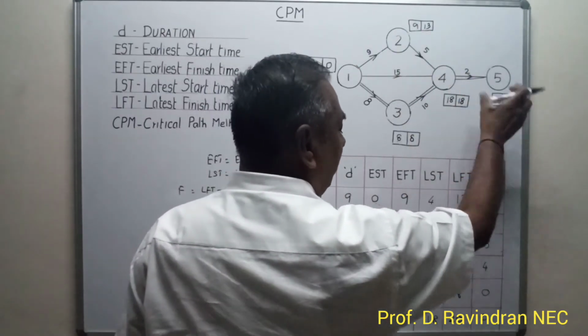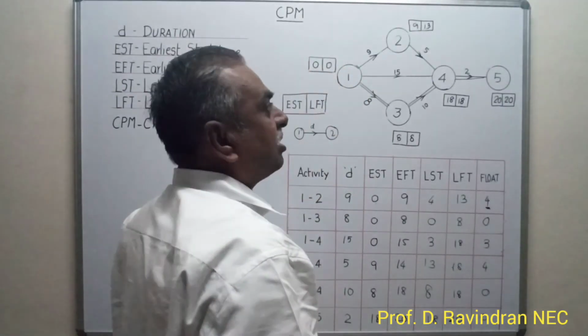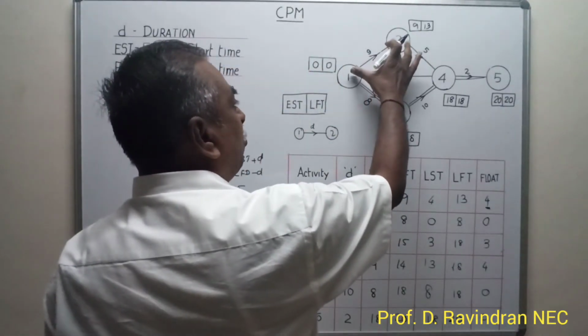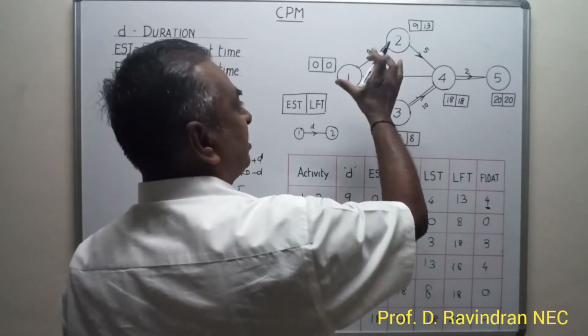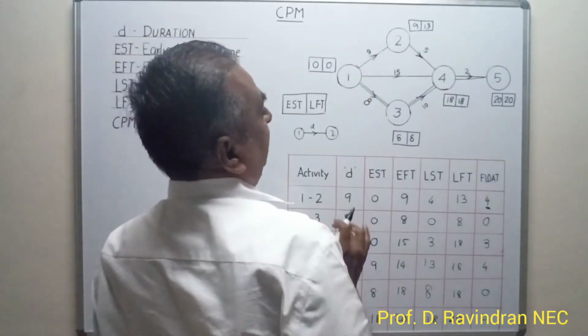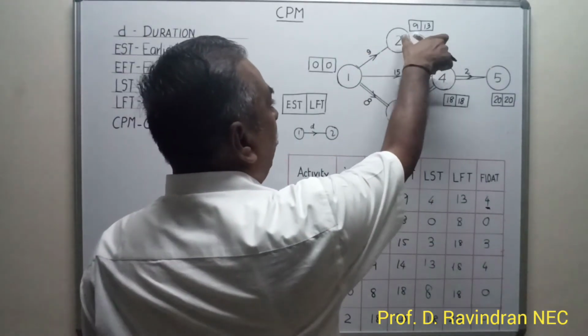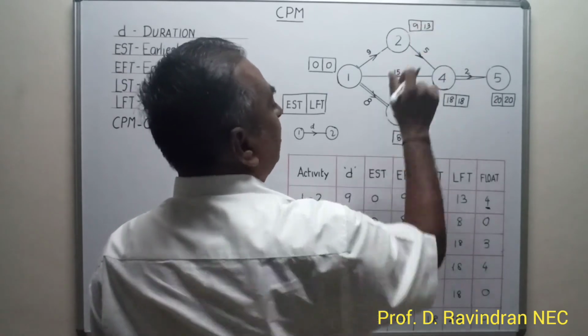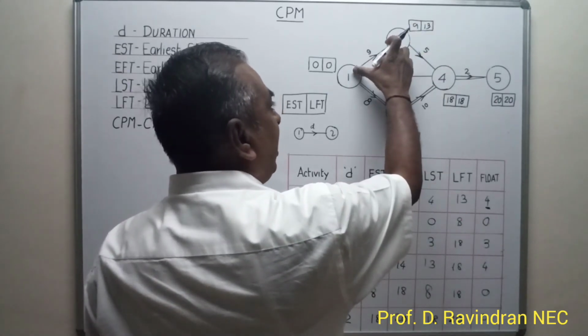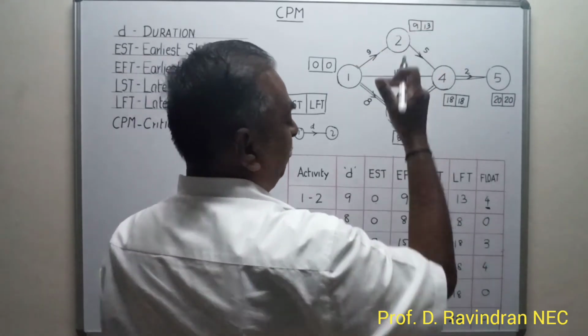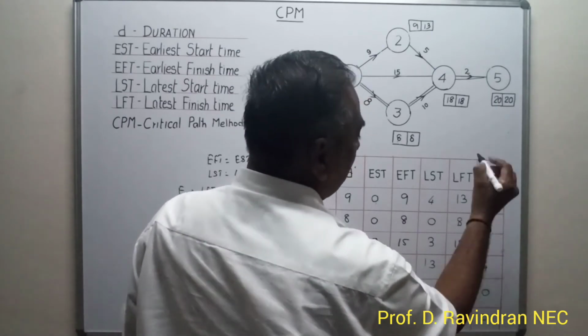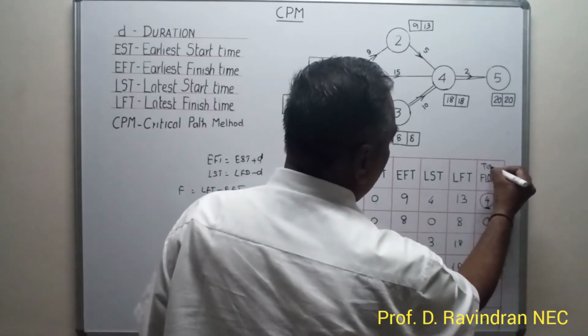By example, this one will not be affected. So this has got a float or slackness, or we can adjust this activity independently. That means both the activities cannot be extended for further days. So here this activity alone can be extended for a further 4 days. That is called your float. So this is called your total float.